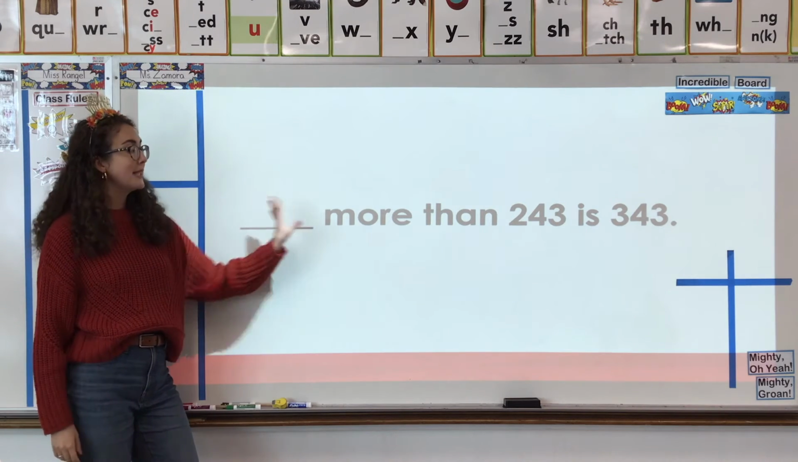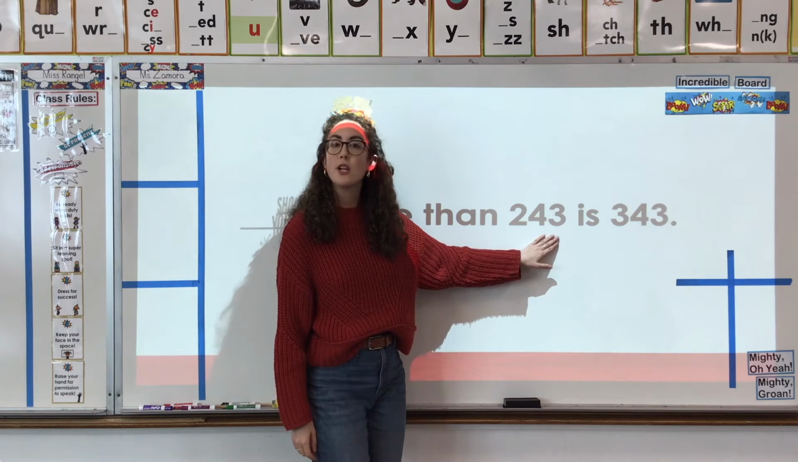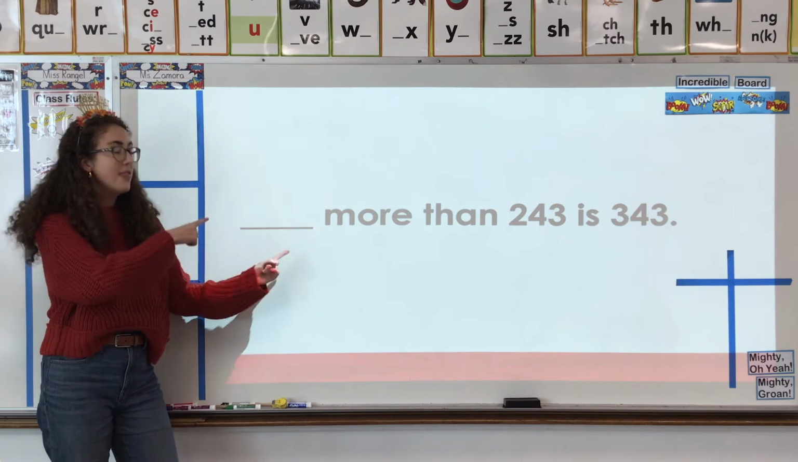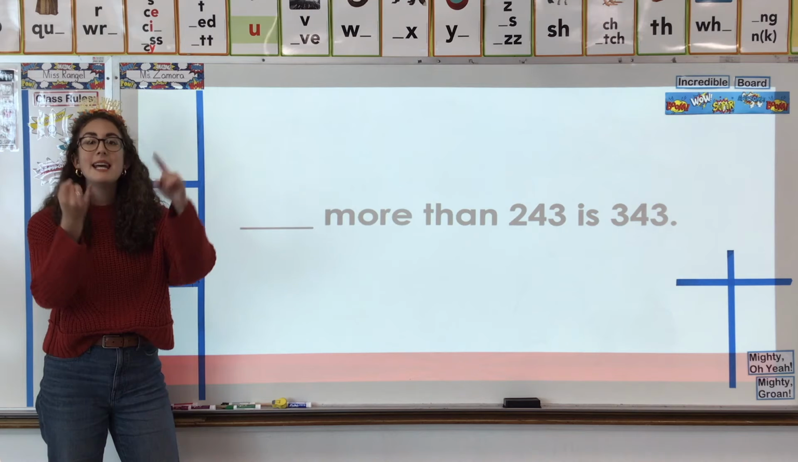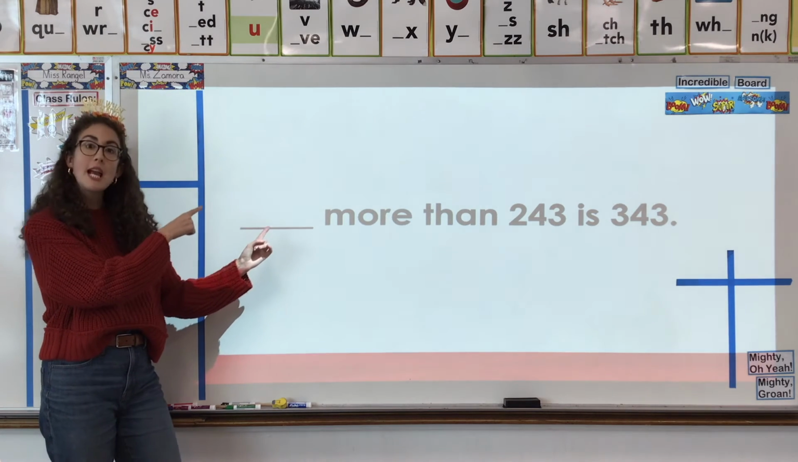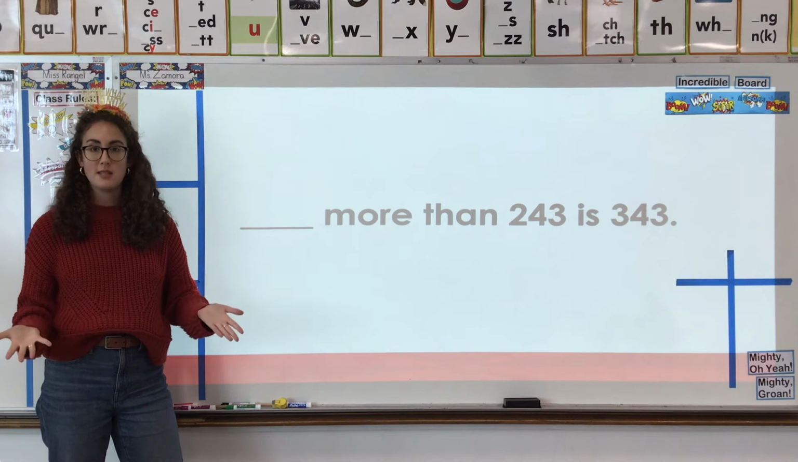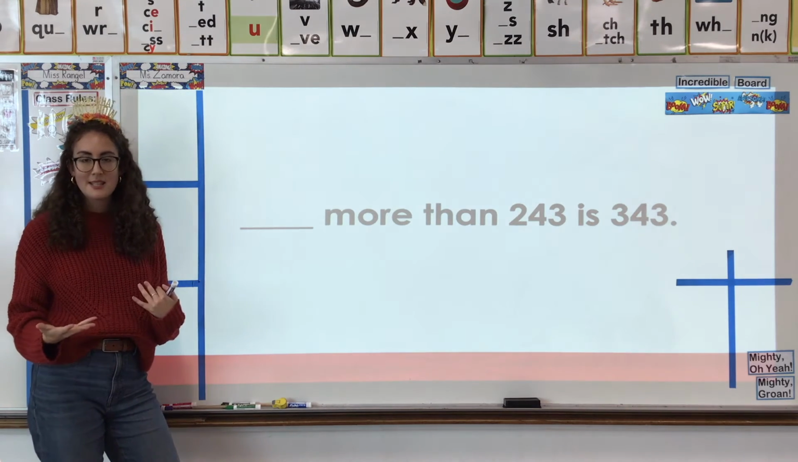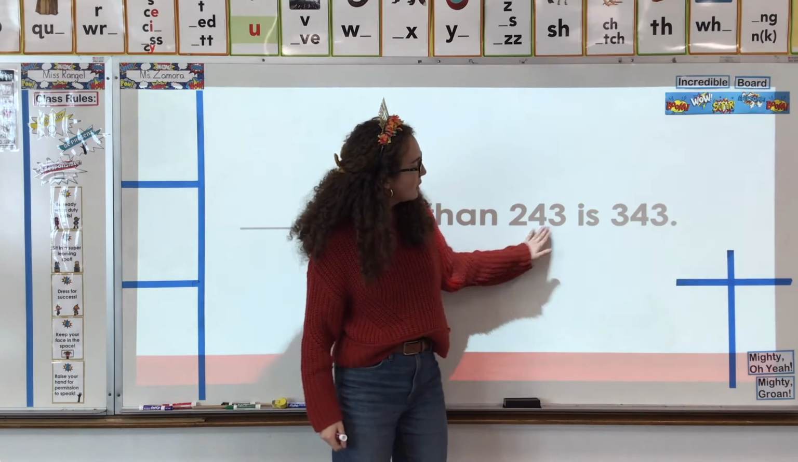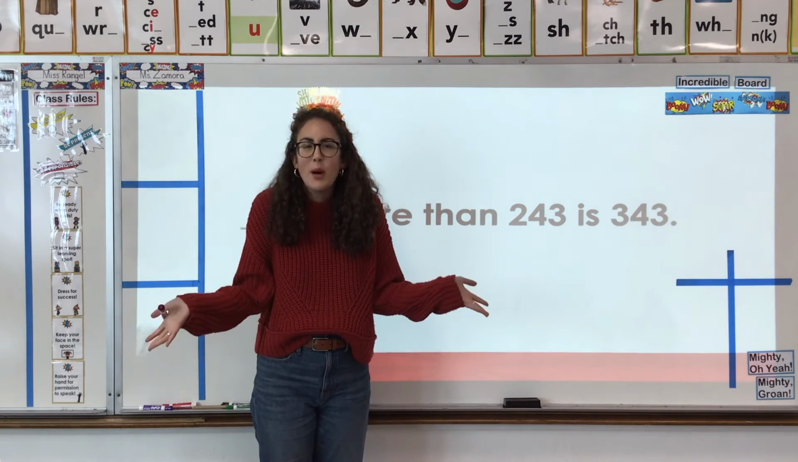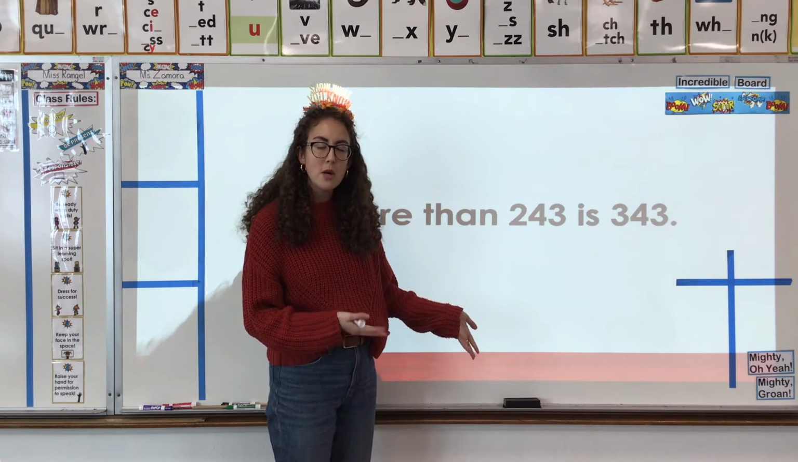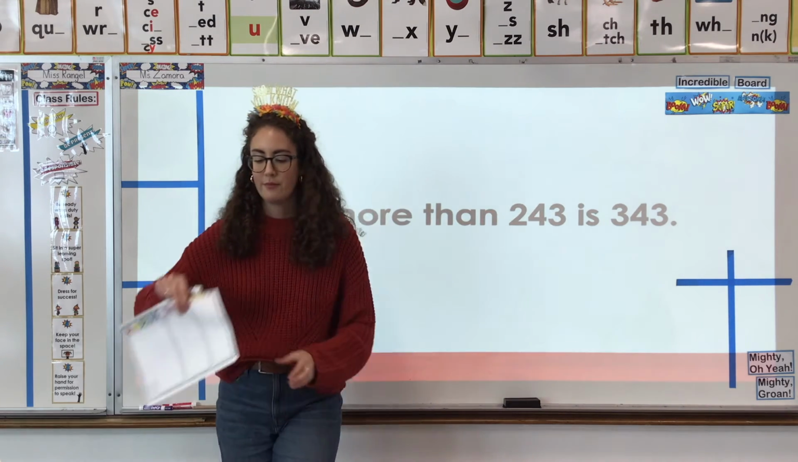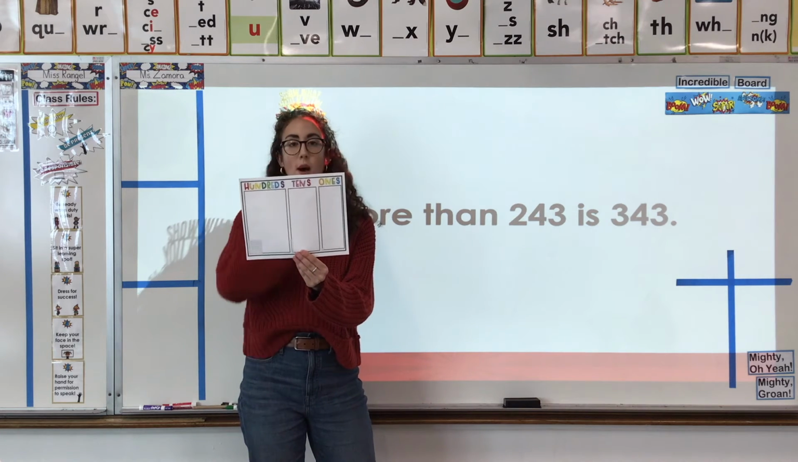We have blank more than 243 is 343. So now, 2nd grade, the change is missing, either by 1, 10, or hundreds. We are changing what was added or subtracted between these numbers, 1, 10, or 100. So when we see a problem like this, we got to ask ourselves, when looking at our 2 numbers, what's different? What place value changed? Can you notice? What place value changed? The hundreds, tens, or the ones?